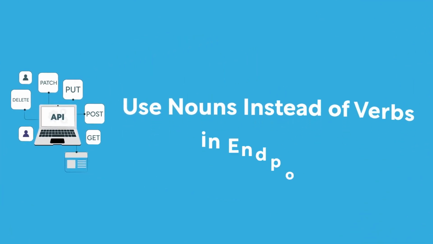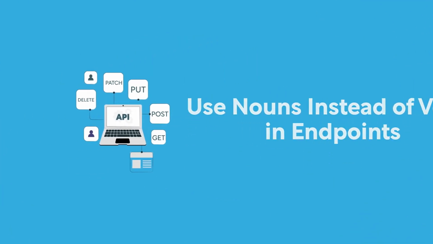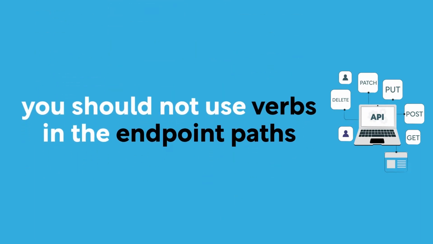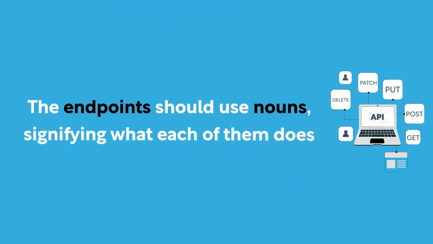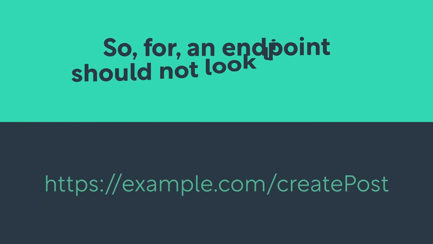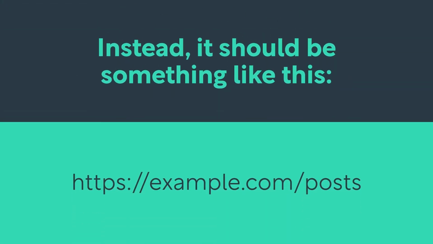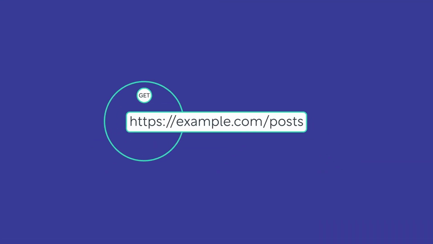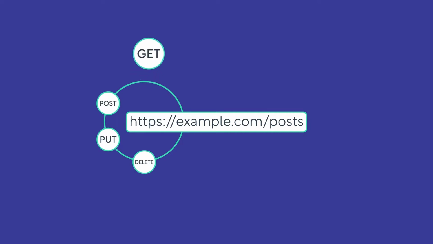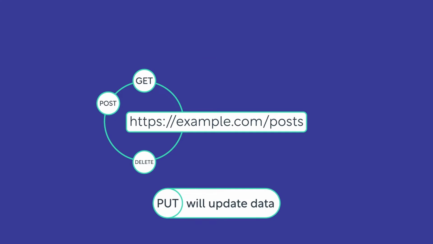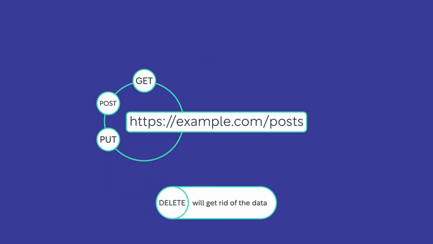2. Use nouns instead of verbs in endpoints. When you're designing a REST API, you should not use verbs in the endpoint paths. The endpoints should use nouns, signifying what each of them does. So, an endpoint should not look like this. Instead, it should be something like this. In short, you should let the HTTP verbs handle what the endpoints do. So, GET would retrieve data, POST will create data, PUT will update data, and DELETE will get rid of the data.